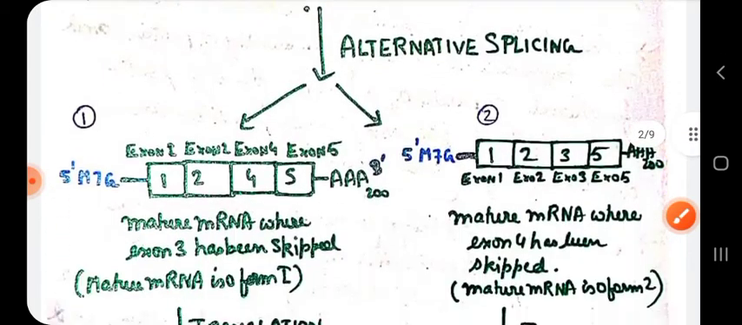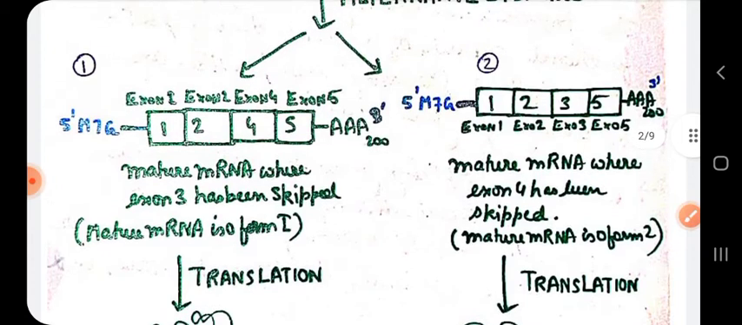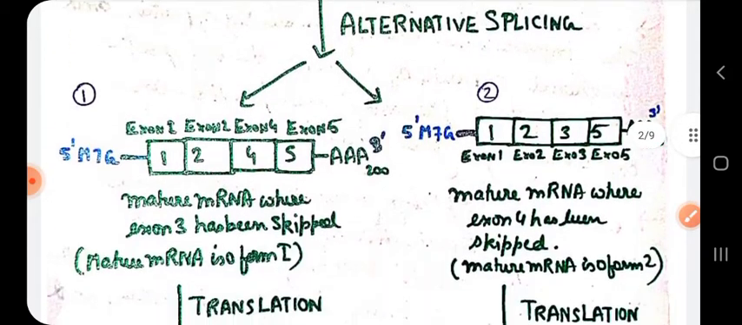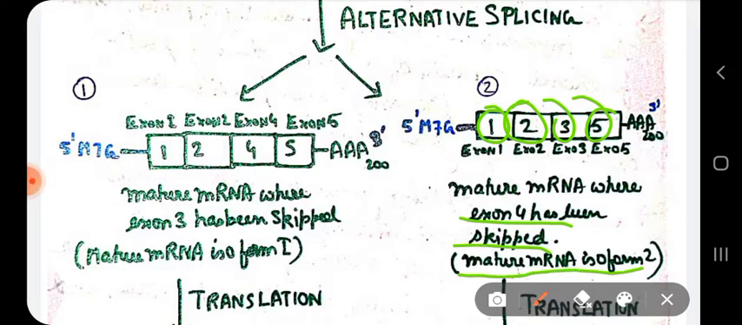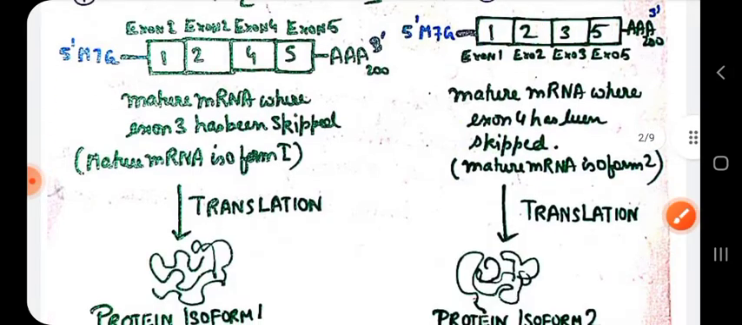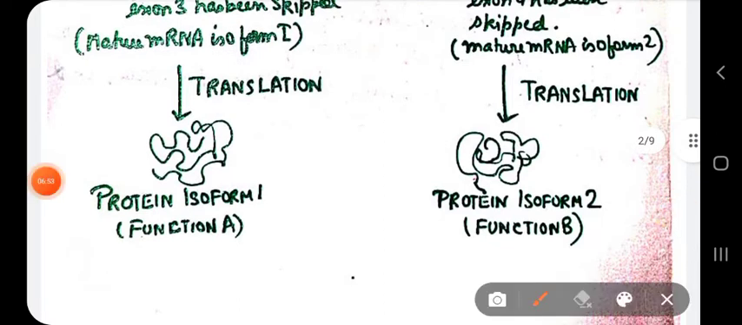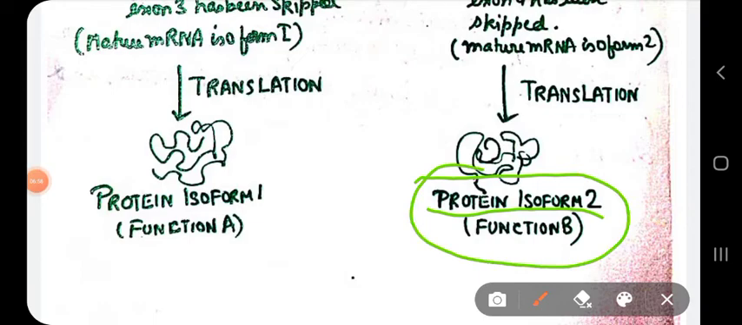Then you can see on the right side that here also an exon has been skipped. Here exon 4 has been skipped: 1, 2, 3, 5, with no exon 4, and thus we form a new type of mature mRNA which will be further translated to form a protein of a different type from the same mRNA, function B.